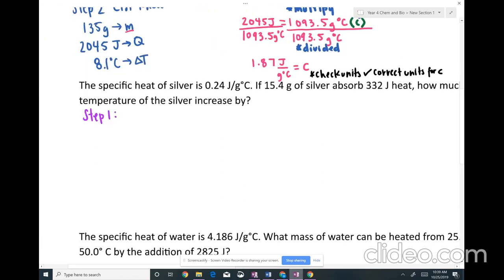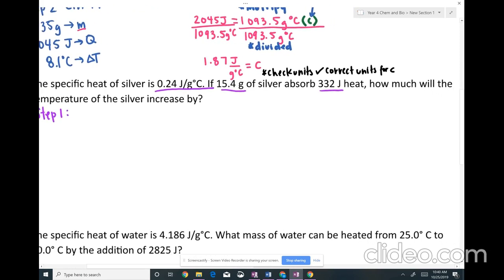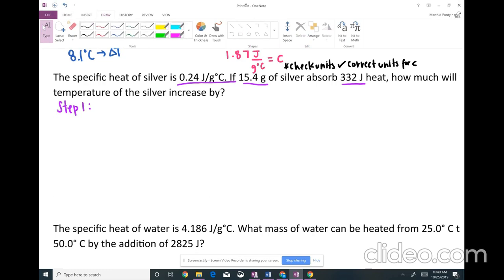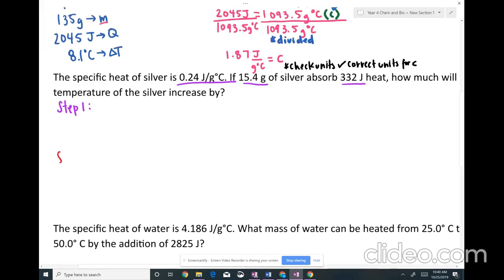Hey guys, so we're going to come back into our second problem, where it says the specific heat of silver is 0.24 joules over grams degrees Celsius. If 15.4 grams of silver absorbs 320 joules of heat, how much will the temperature of the silver increase by? So we have a few things to set up, our step 1 and our step 2.